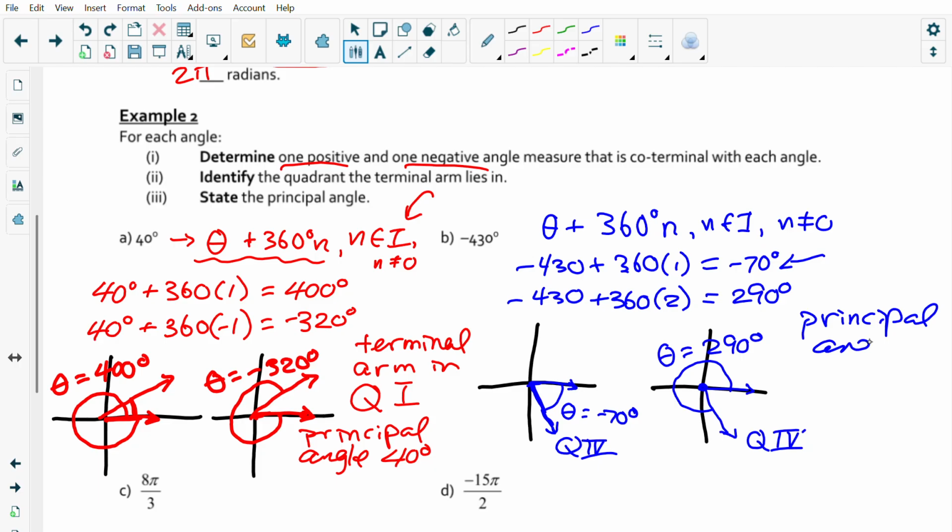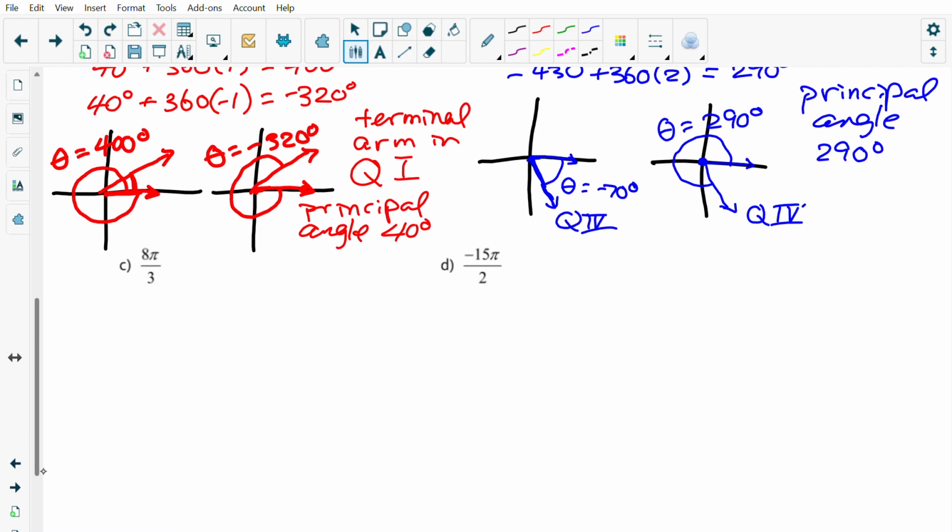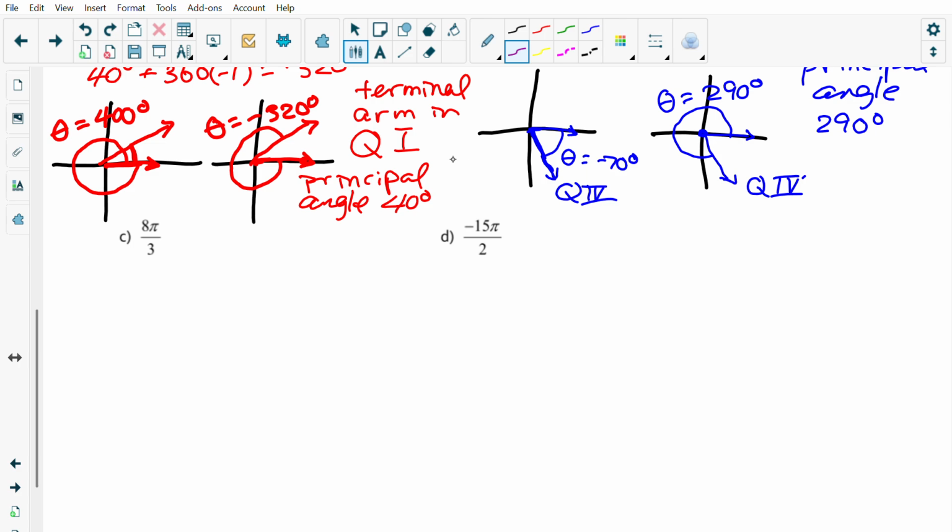What's my principal angle? So this is the smallest positive angle that is coterminal, and so that is a principal angle of 290 degrees.